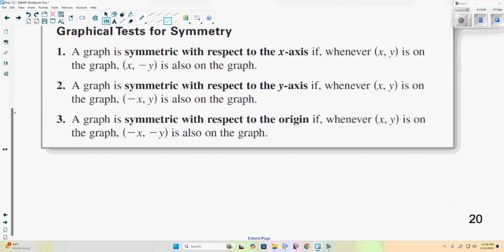So basically, if we're going to test for symmetry, we have this here. A graph is symmetric with respect to the x-axis if, whenever x comma y is on the graph, x comma negative y is also on the graph. The graph is symmetric with respect to the y-axis whenever x comma y is on the graph, and negative x comma y is also on the graph. The graph is symmetric with respect to the origin if x comma y is on the graph, and negative x comma negative y is on the graph.